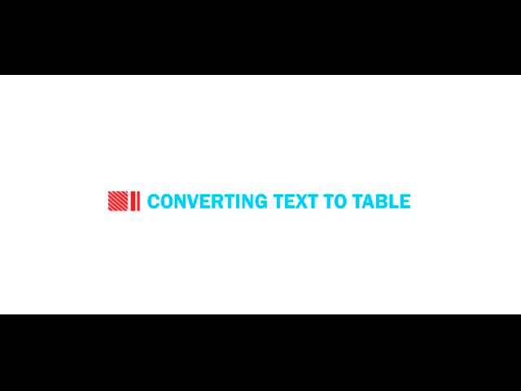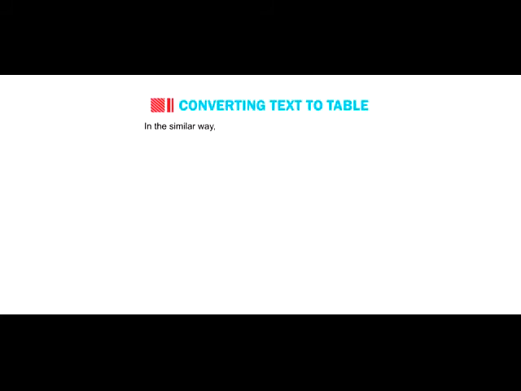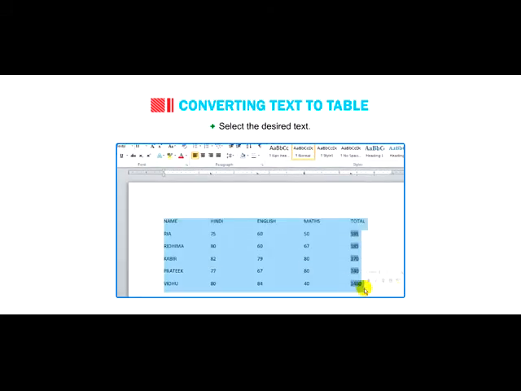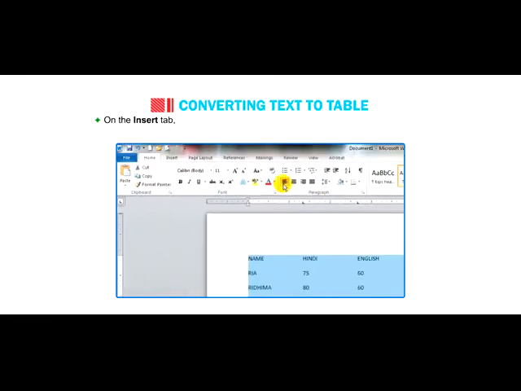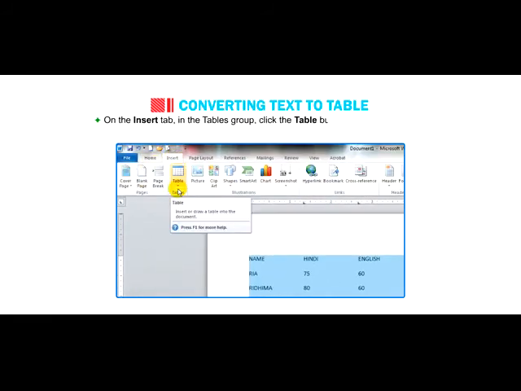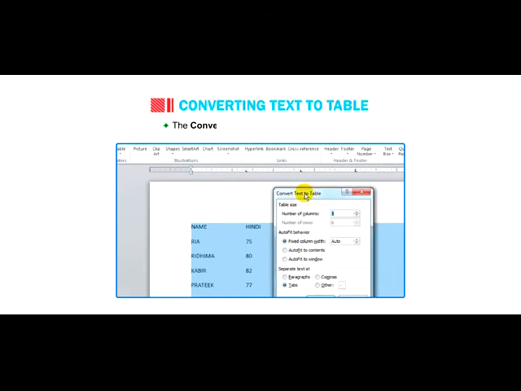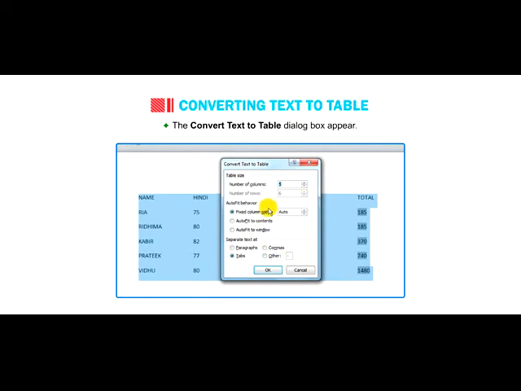Converting text to table. In a similar way, you can convert the text in tabular form. Select the desired text. On the Insert tab in the Tables group, click the Table button and then select the Convert Text to Table option from the drop-down list. The Convert Text to Table dialog box appears.